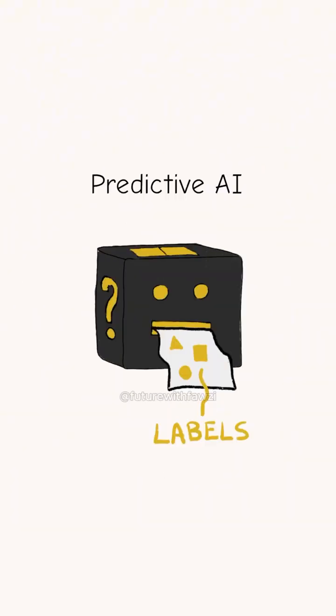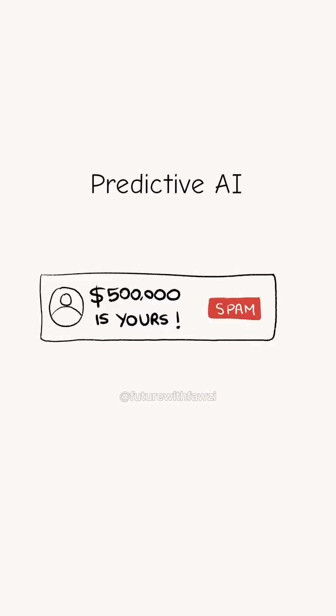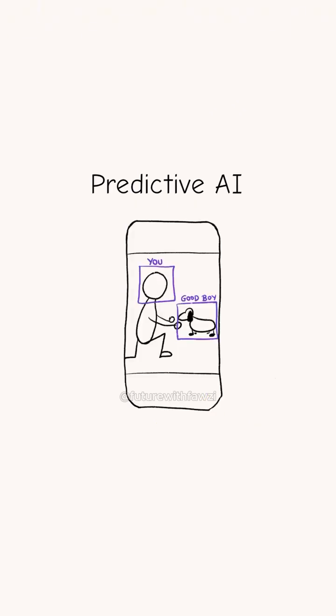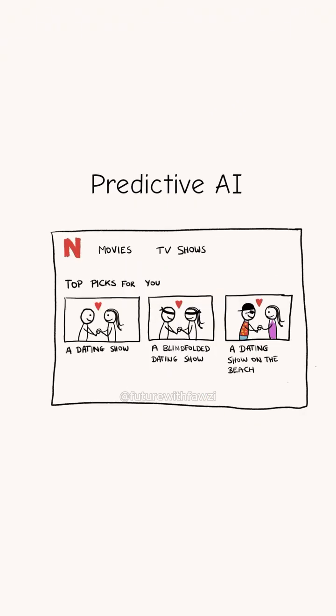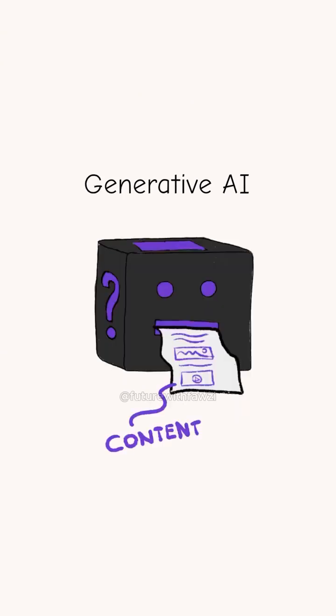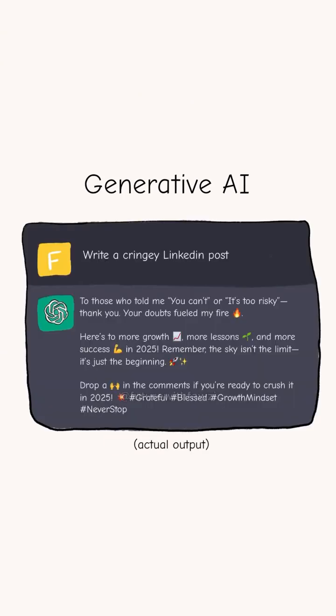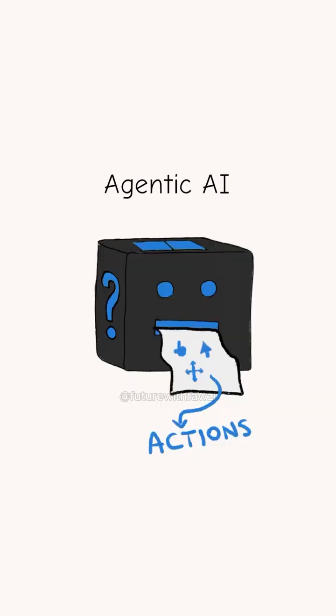First, we have predictive AI, which labels things based on prior data, like marking an email as spam, identifying someone in a picture, or recommending what you should watch. Generative AI creates new content like text, images, and videos. Agentic AI outputs actions based on a given task.